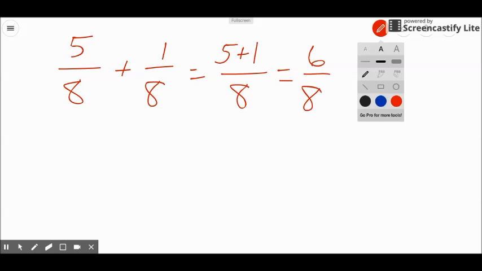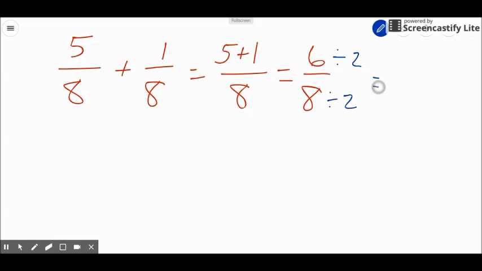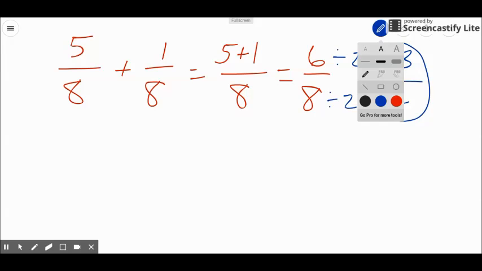Now, we always want to express our answers in simplest form. So remember, when we try to simplify a fraction, we're looking for what we can divide the numerator and the denominator by. In this case, I see that they are both positive numbers and even. So since they're even, I can divide them by 2 right away. 6 divided by 2 is 3, and 8 divided by 2 is 4. So in this case, my answer would be 3 over 4.